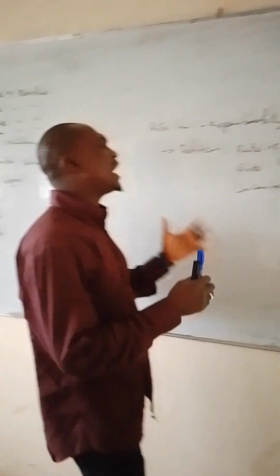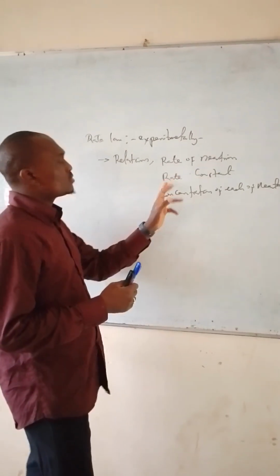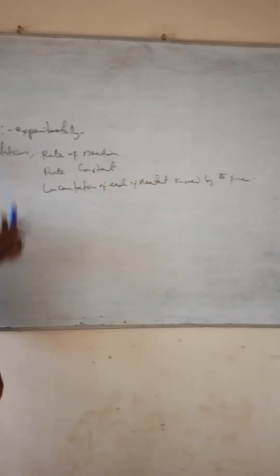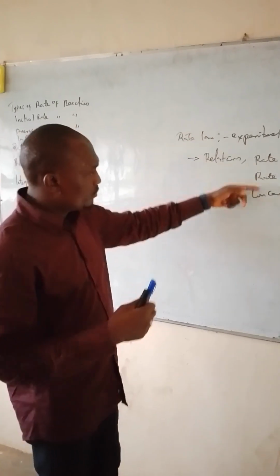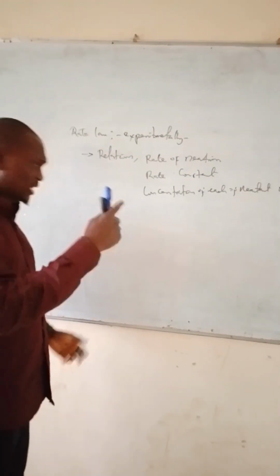Rate law is defined as the relationship between the rate of the reaction, the rate constant, and the concentration of each of the reactants raised to a power. That is the definition of rate law: the relationship between rate of reaction, rate constant, as well as the concentration of each of the reactants raised to a power.